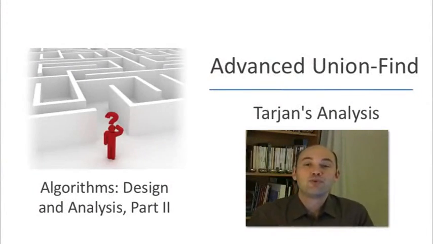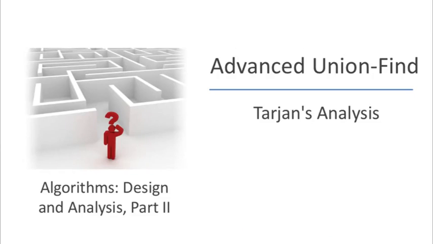So in this video, we're going to prove Tarjan's inverse Ackermann bound and the performance of the union find data structure with union by rank and path compression. Frankly, I hope you're kind of excited. This is one of the crown jewels in the entire history of algorithms and data structures.